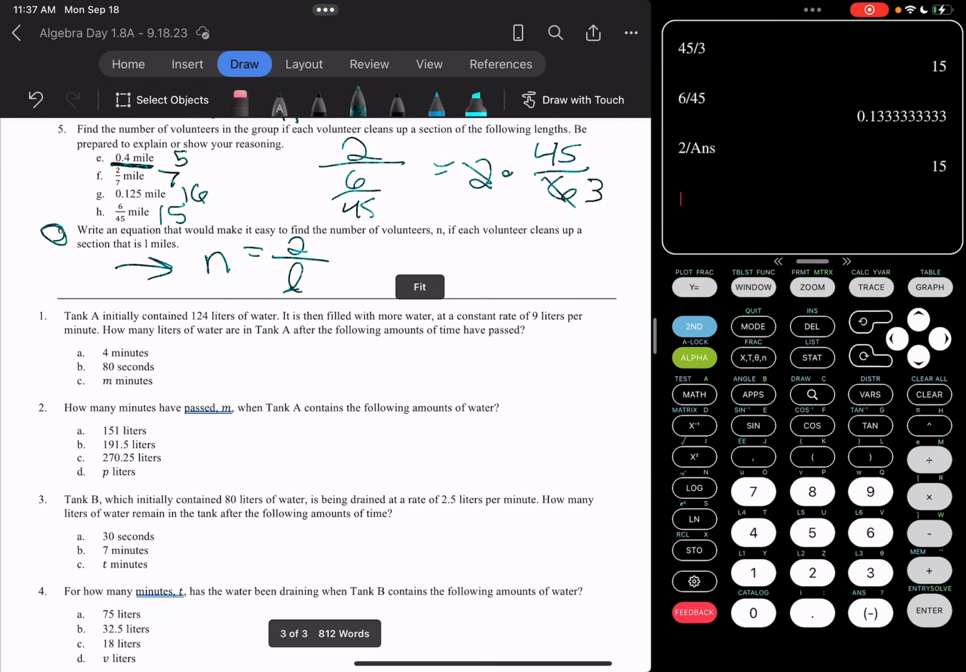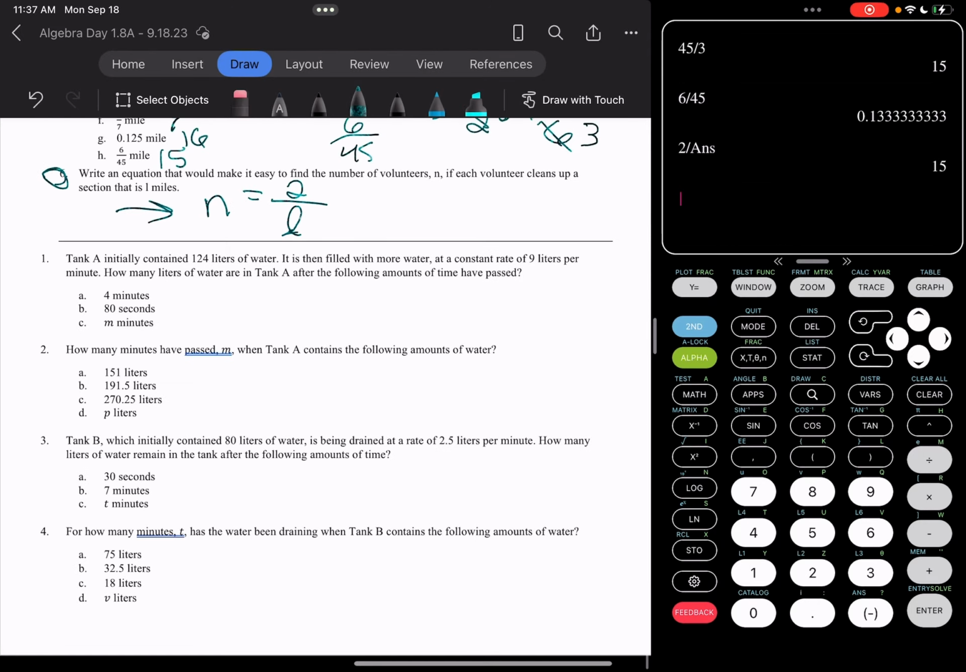All right, tank A. So we have a water tank. I find it helpful to kind of draw a little picture. And it has 124 liters of water in it. And it is filling up with more water. So this should be increasing at a rate of 9 liters per minute. So plus 9 liters per minute. All right, so that's our equation.